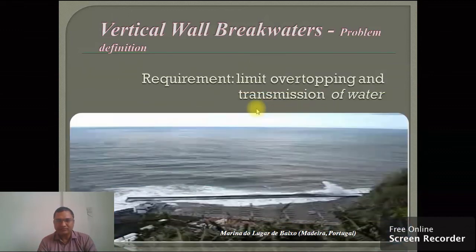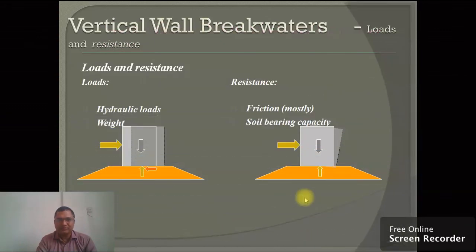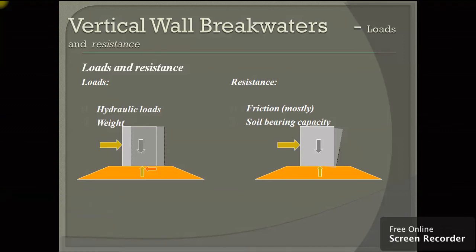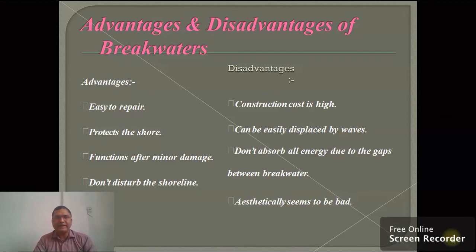Albania. This is the breakwater in Portugal where the limit of overtopping and transmission of water is there. The wave height is much greater, and at this place a vertical wall breakwater is provided. A vertical wall breakwater is required to take the load. Next we are going to discuss the advantages and disadvantages of breakwaters.